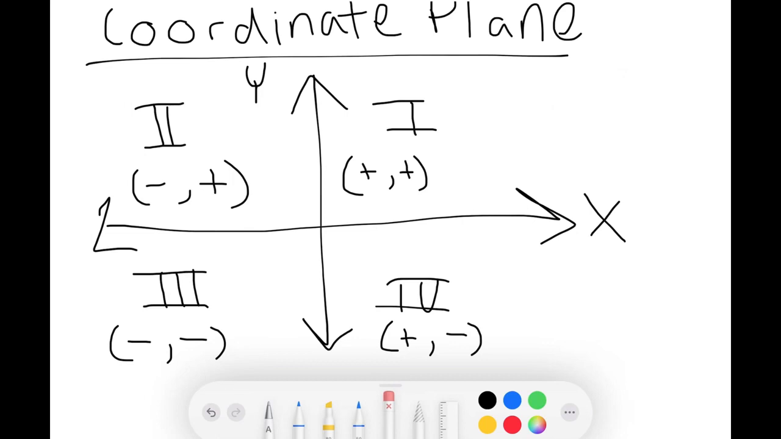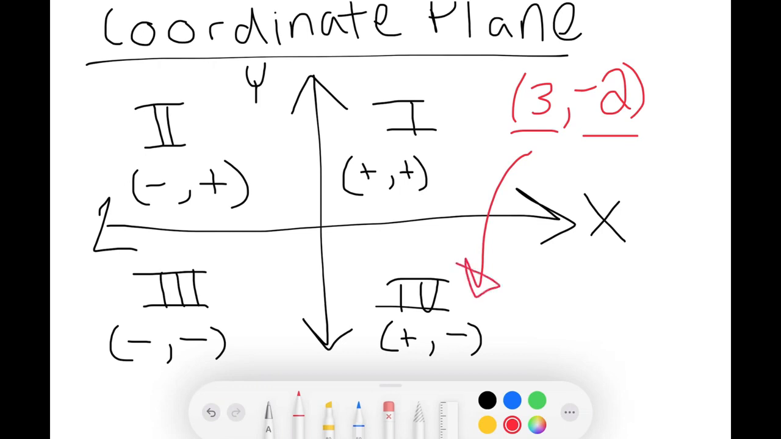Let's try one last point for today. Let's do (3, -2). Now if we look, the 3 is positive and the negative 2 is negative. So naturally it would belong in quadrant 4.